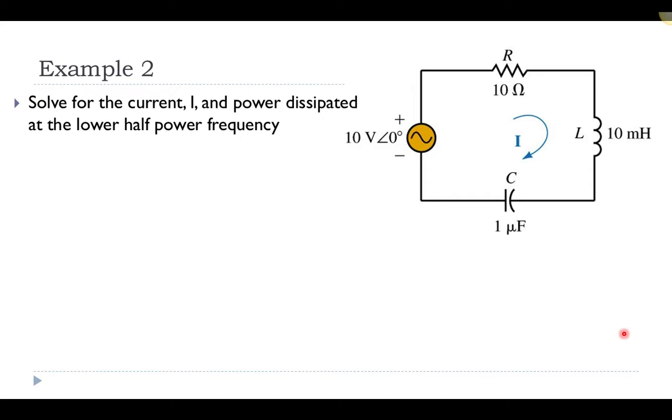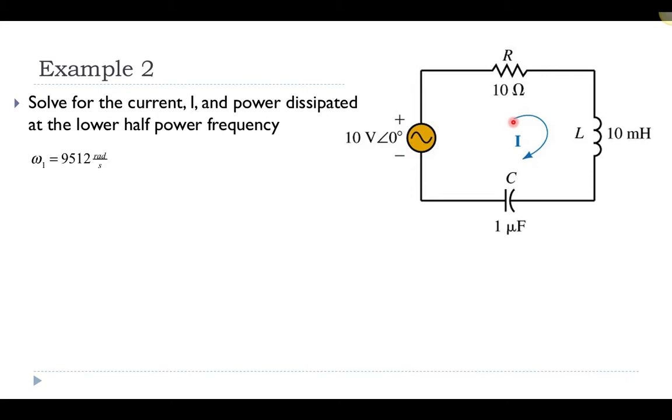We can solve for the current and the power dissipated at the lower half power frequency. So here we have to do a little bit of work. The question is, just to show us that if we calculate what the power is when this circuit has a frequency that's at the lower half power frequency, we will actually get a power dissipated by this resistor that's half the maximum.